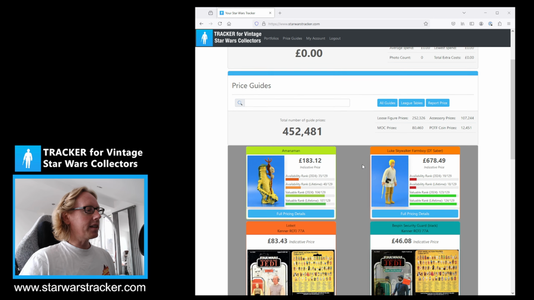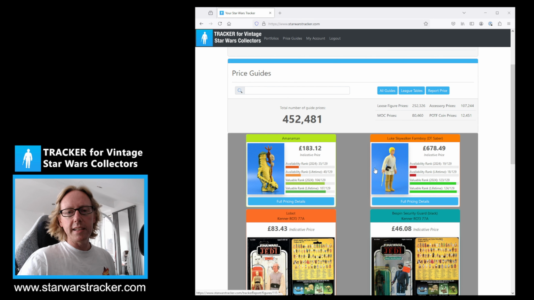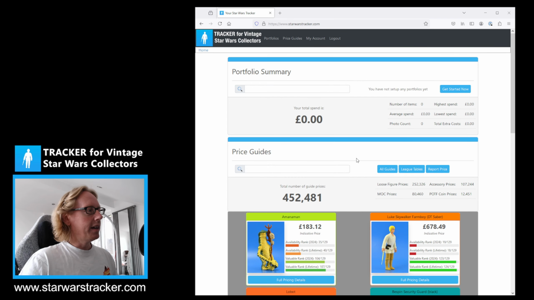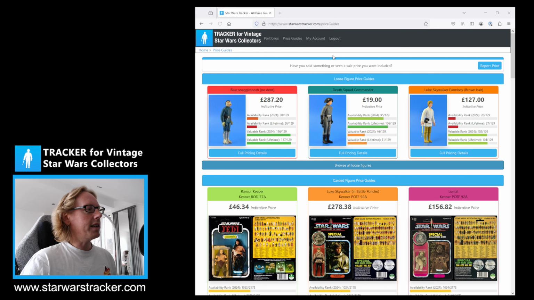And then below that, you just get a few randomly selected pricing tiles just to pique your interest and give you an easy way to click into something that you might find interesting. But otherwise, up the top here, you can go to price guides via this link here, or all guides on this button here. So let's go up the top here and click price guides.